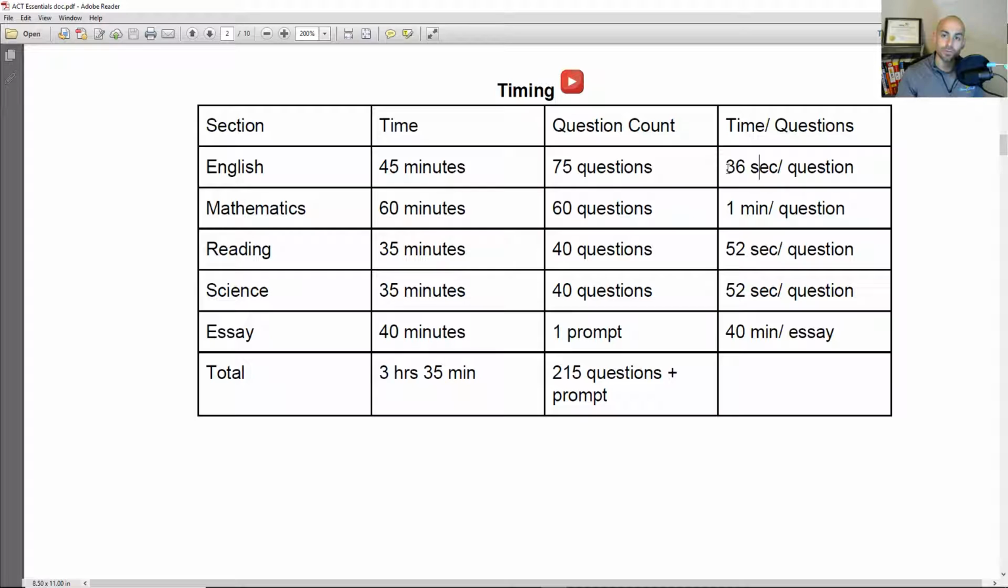Looking at the pacing for the English section, you can see 36 seconds per question. And this is a great example of how the ACT pacing is all in all very fast. You want to know when to hold them. You want to know when to fold them.